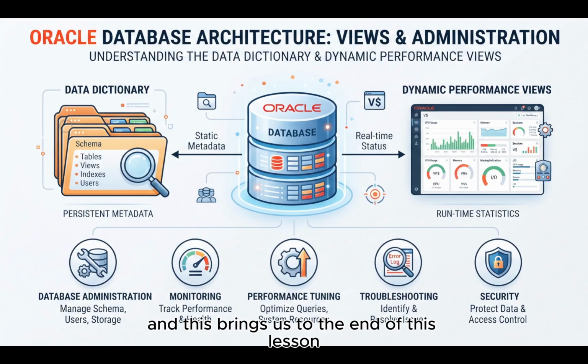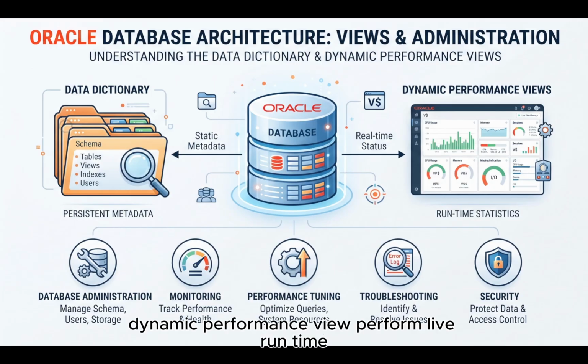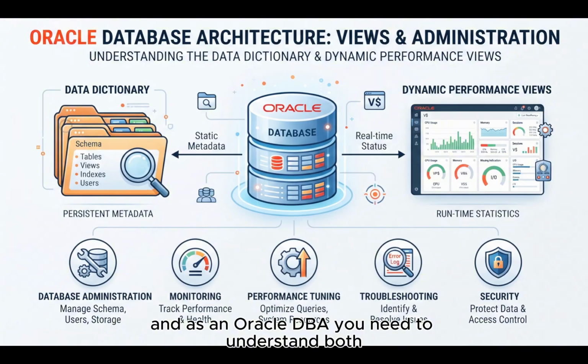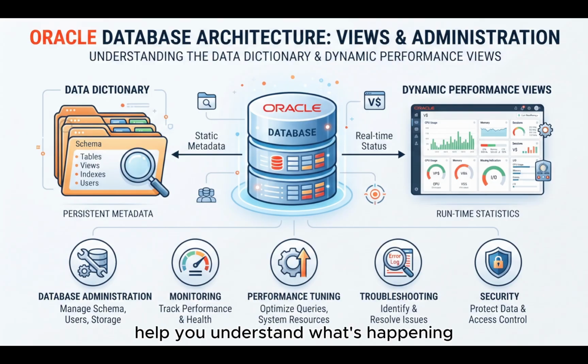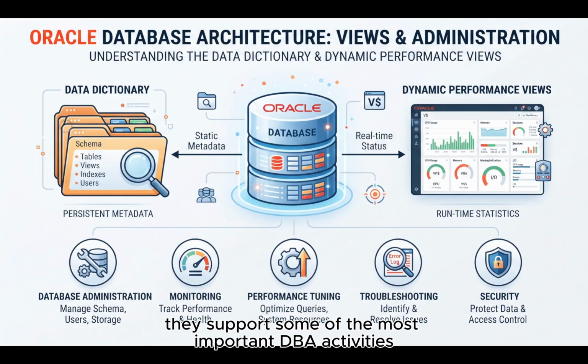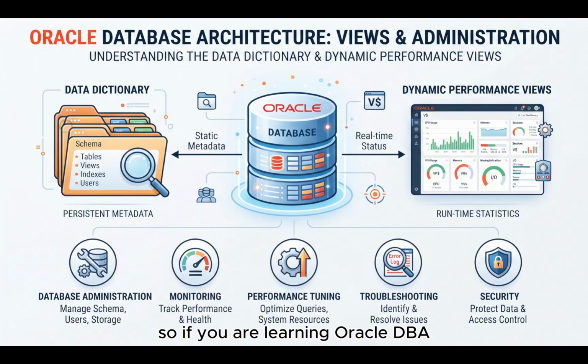And this brings us to the end of this lesson. Let's quickly recap what we have covered. The data dictionary stores metadata about the Oracle database. Dynamic performance views provide live runtime information about the running database instance. And as an Oracle DBA, you need to understand both. The data dictionary helps you understand what the database contains. The dynamic performance view helps you understand what's happening inside the runtime database. And together, they support some of the most important DBA activities: administration, monitoring, and troubleshooting. So if you are learning Oracle DBA, make sure these two concepts become part of your foundation.